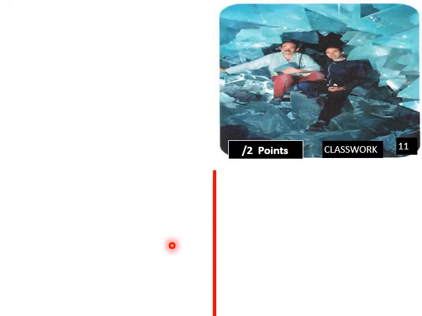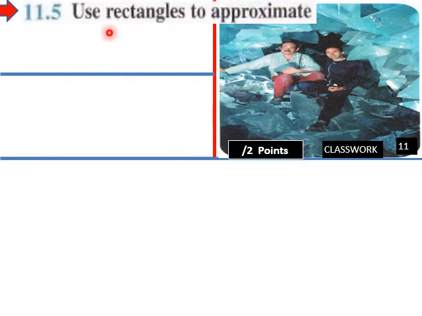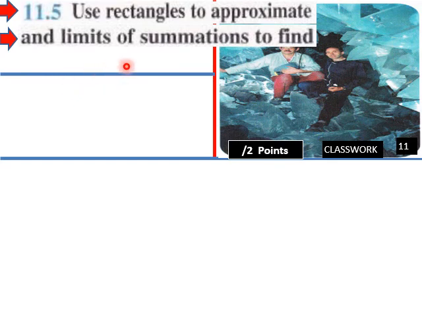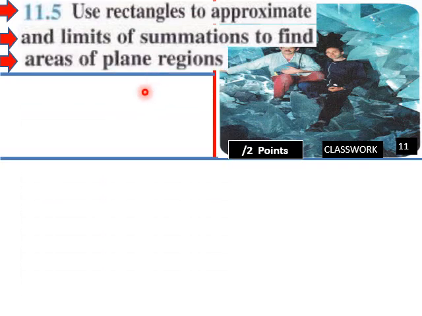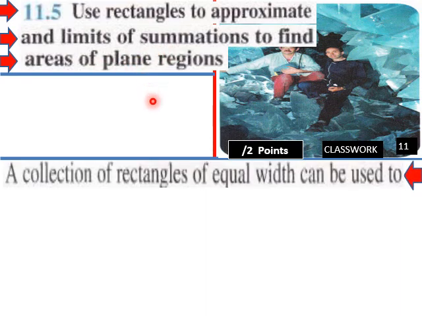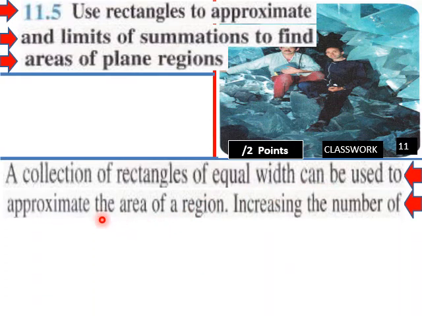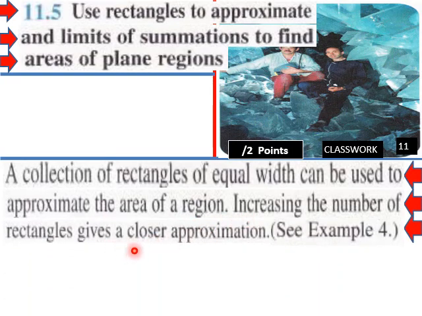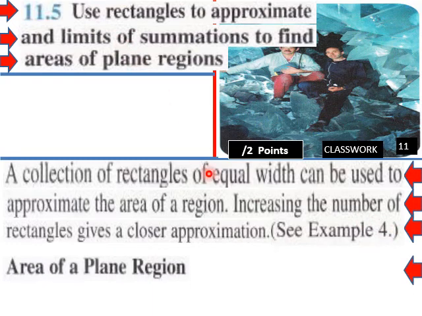Then we go now to 11.5. Use rectangles to approximate and find limits of summations to find areas of plane regions. So a collection of rectangles of equal width can be used to approximate the area of a region. Increasing the number of rectangles gives a closer approximation. And see example 5 in 11.5. I'm sorry, example 4 in 11.5.